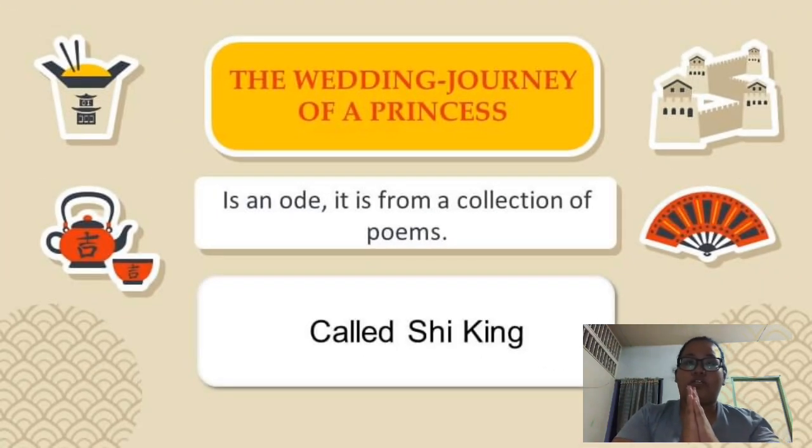Proceed to the Wedding Journey of a Princess. This is a collection of poems written by various anonymous authors over several centuries, which is called Shijing, or it was translated as the Classic of Poetry and the Book of Odes.